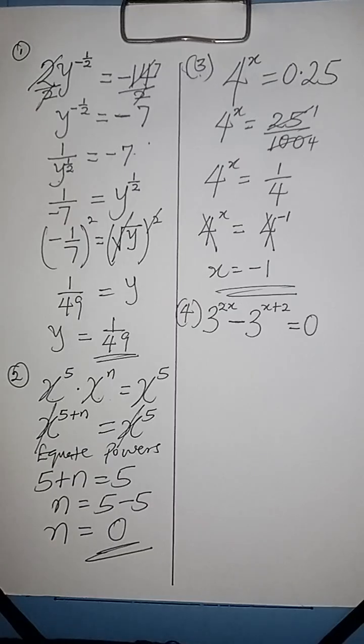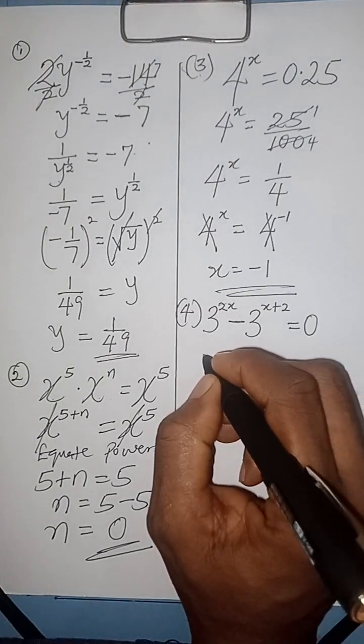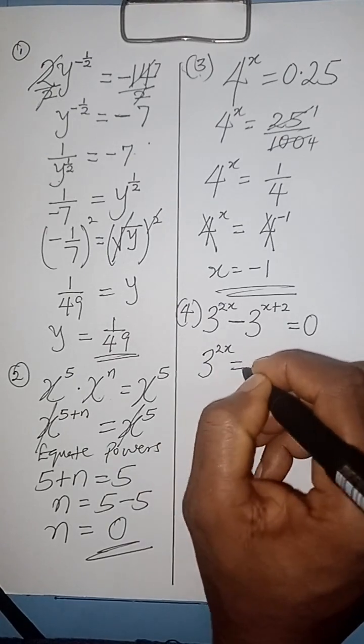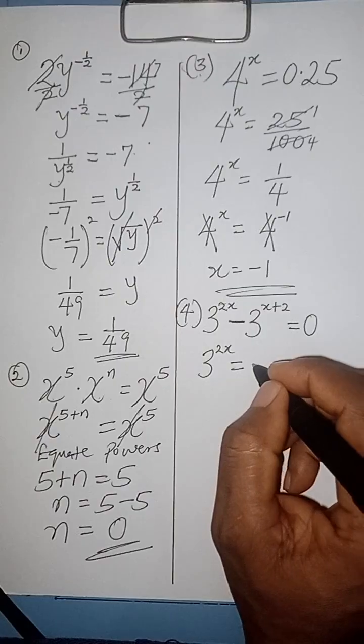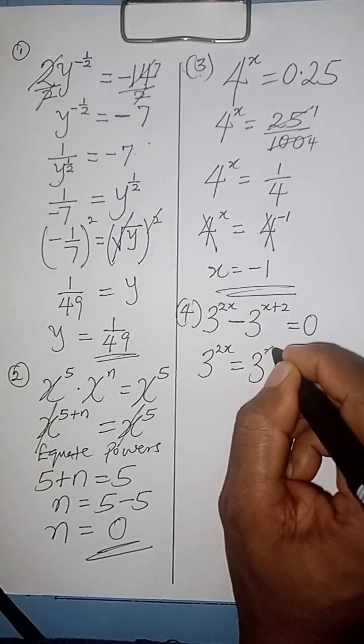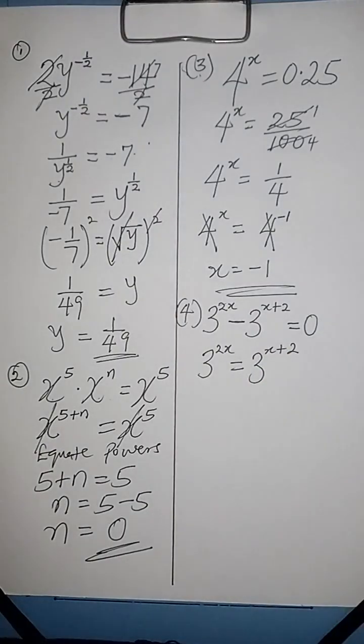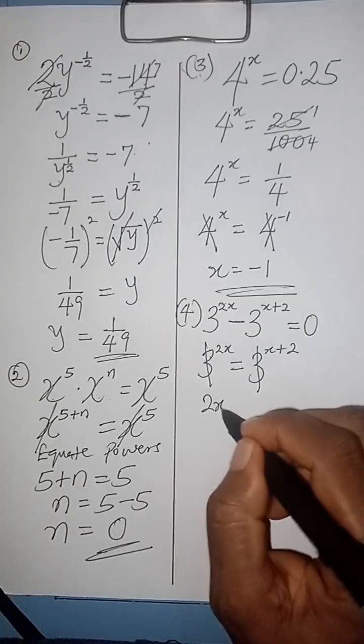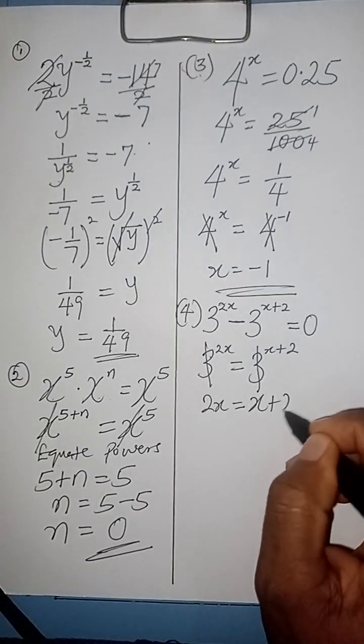3 raised to power 2x minus 3 raised to power x plus 2 is equal to 0. Well, what I would do is to take one of them to the other side of the equation. So that becomes 3 raised to power 2x equal to 3 raised to power x plus 2. So at this point, you equate powers, cancel out the base. So it becomes 2x equals to x plus 2.